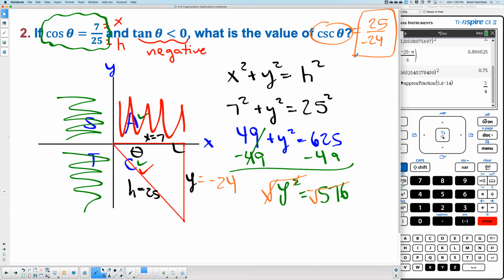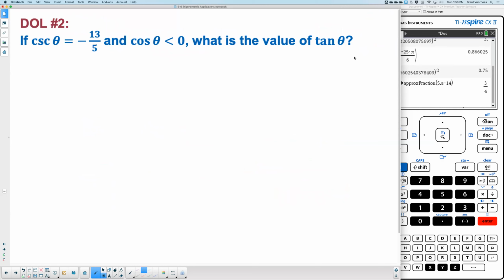So that was a combo of lesson 4.1 and 4.3 together. Okay, I'm going to let you try. DOL number 2. If cosecant is negative 13/5 and cosine is less than 0, what is the value of tangent?